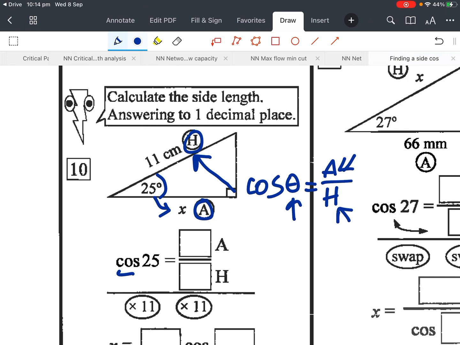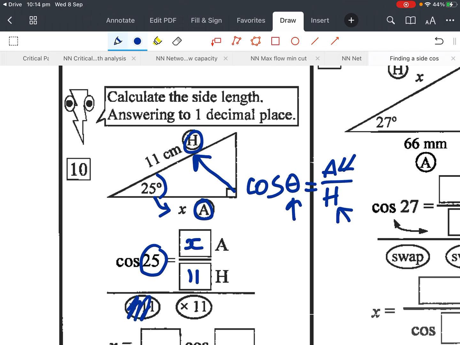So I have to replace the theta, I have to replace the A, and I have to replace the H. You're going to do that a little bit more. You didn't do this much last year. Alright, so they've done that for you. They've put the 25 in here. We need to put the A, which in our case is an X, down here. And we need to put the 11 on the bottom of the fraction.